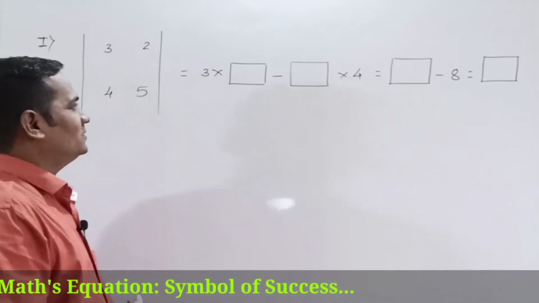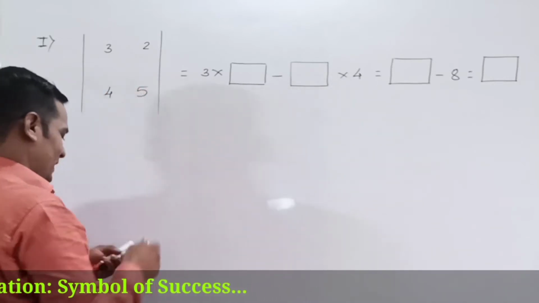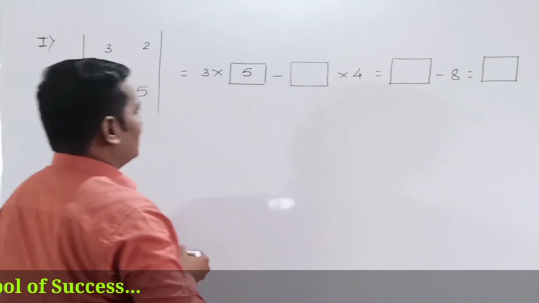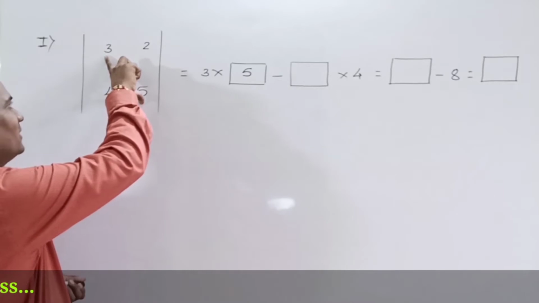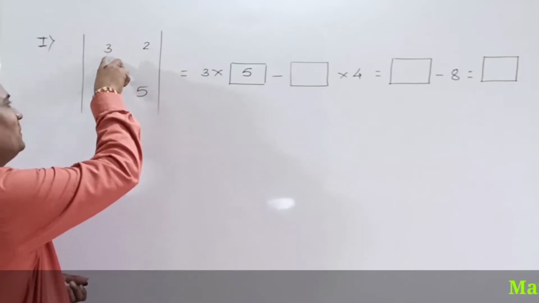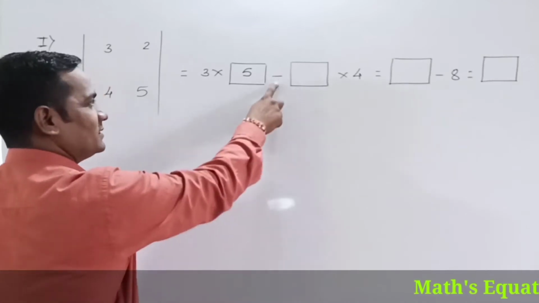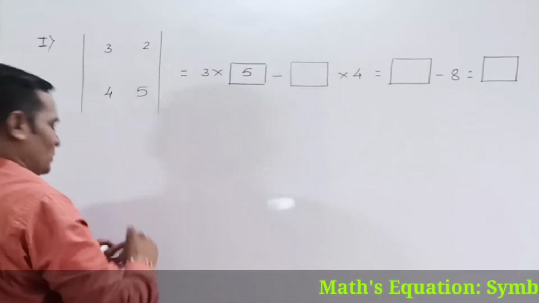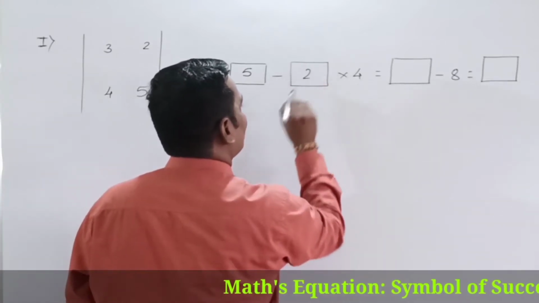So, for that purpose, we can write here 3 into 5, that means the first number and the fourth number. So the multiplication of these two, 3 into 5, minus, this minus is compulsory, 2 into 4. So in this box there will be a 2.